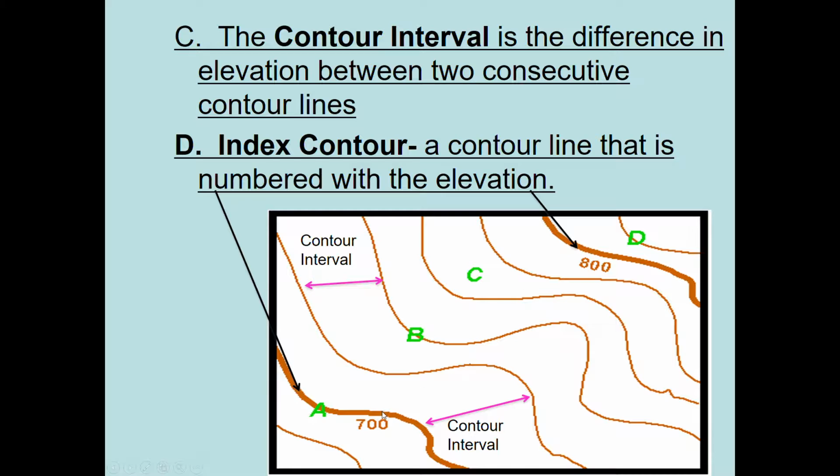So let's figure it out. We have 4 lines in between, right? So you have 1, 2, 3, 4, 5. There are 5 areas between 700 and 800. Well, if you take 100 divided by 5, you get 20. So this would be 720, 740, 760, 780, 800. Okay, so that's how you figure out what each one of these is.